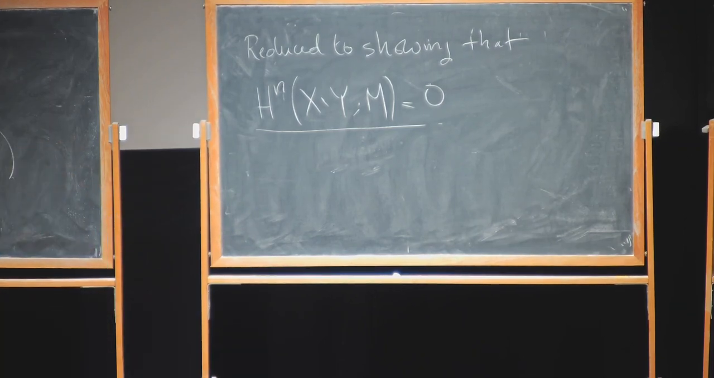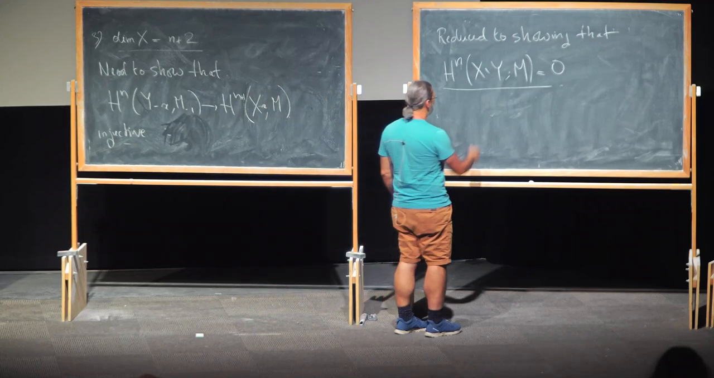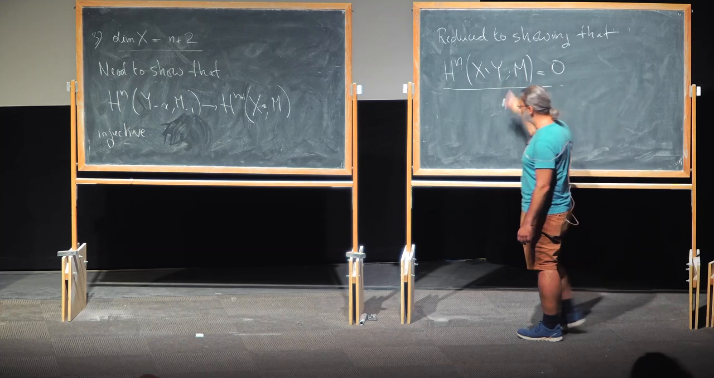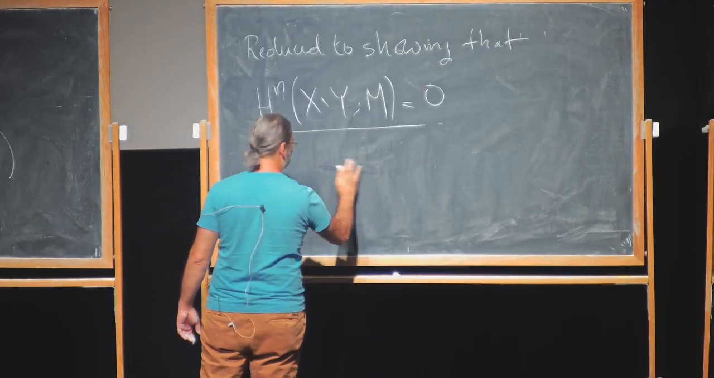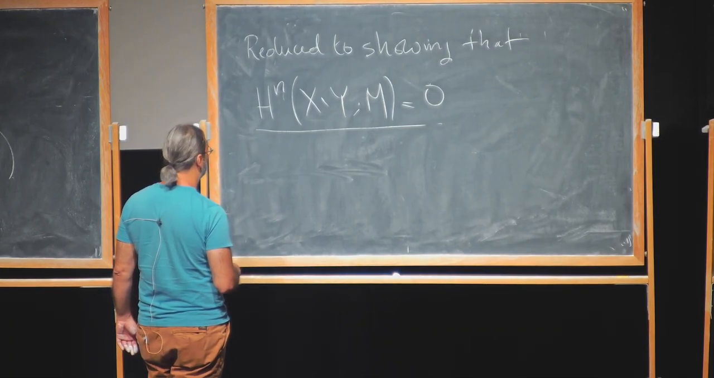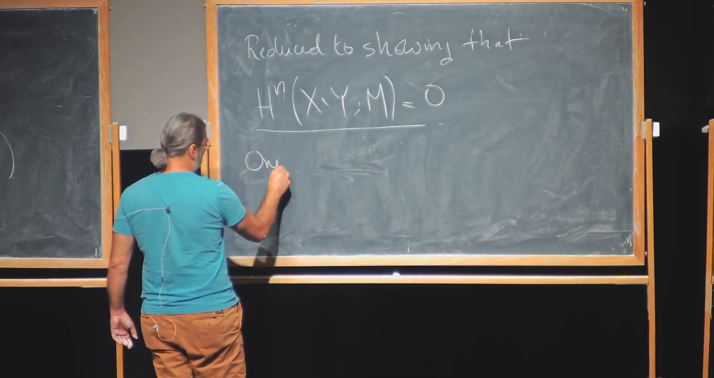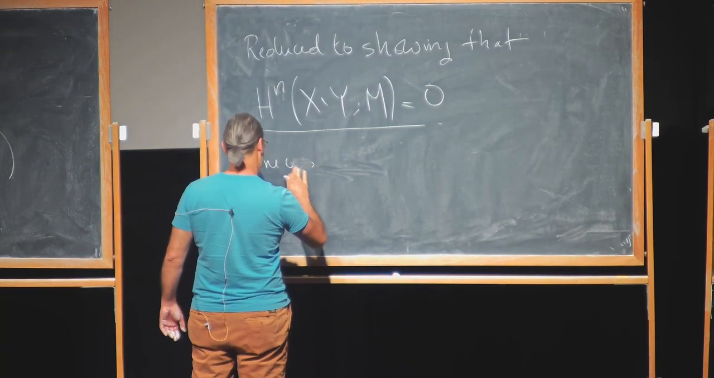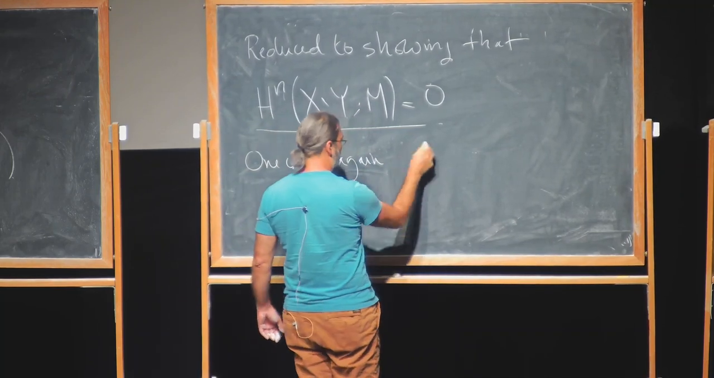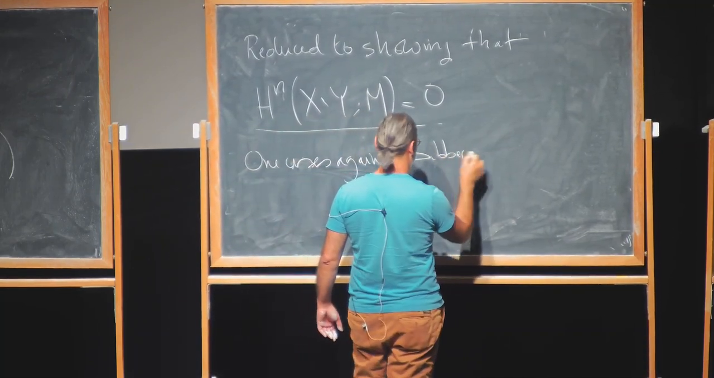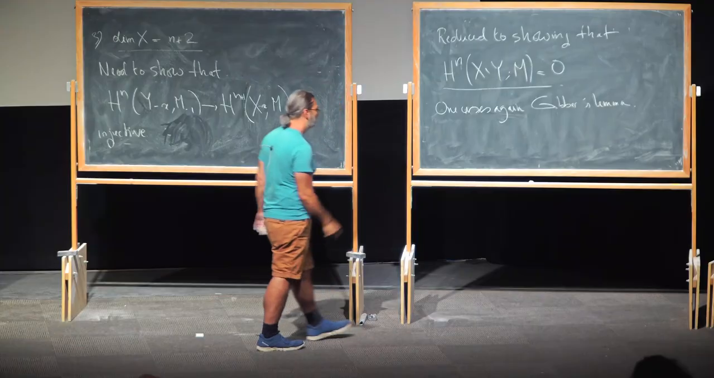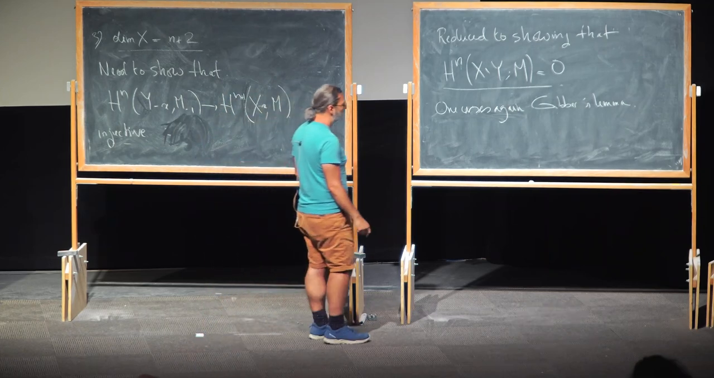Okay, and so how can we prove this? Remember, x and y are now Hänselian local, and this is the complement. To prove this, I'm going to use a version of Gabber's lemma. There are many places where Gabber's lemma is used, but this is the last one, I guess. It's a slightly refined version of it. So let me explain what it is.